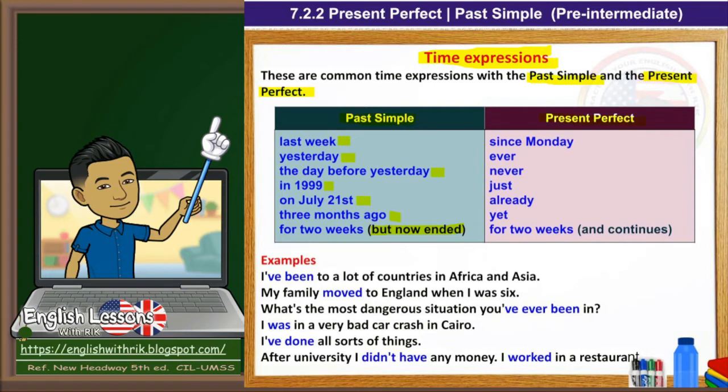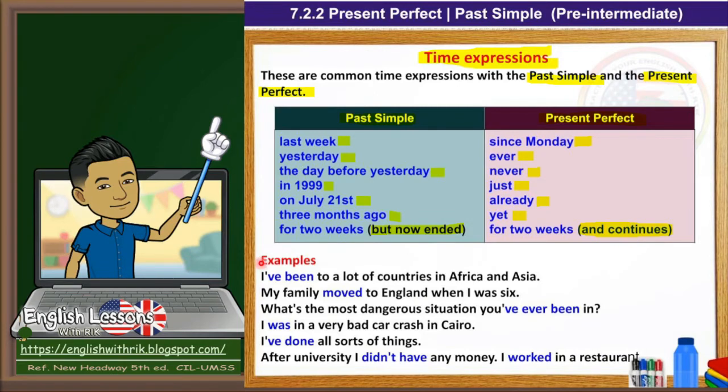Present perfect. Since Monday, ever, never, just, already, yet, for 2 weeks.